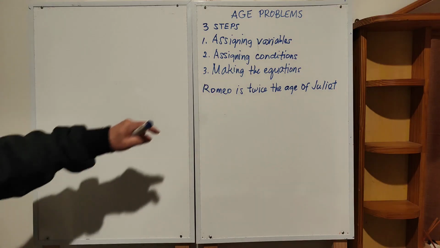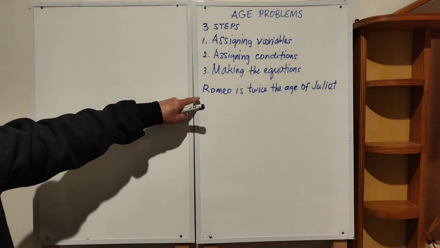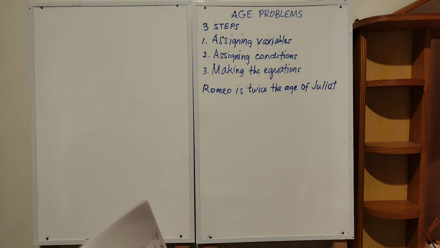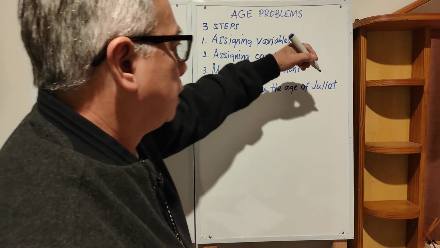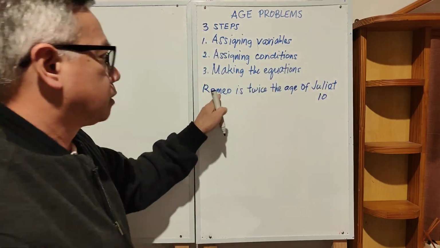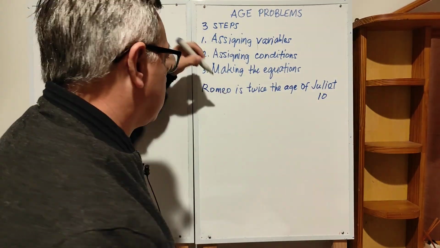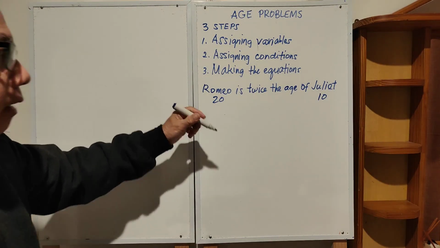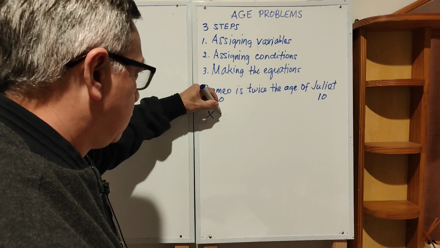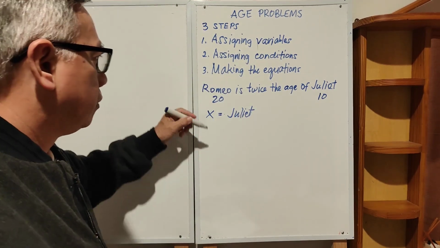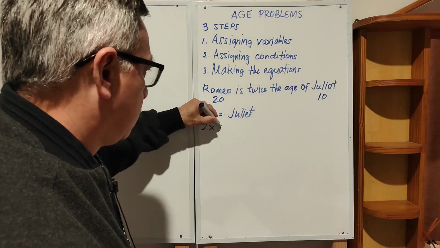For example, we have Romeo is twice the age of Juliet. So if Juliet is 10, Romeo is twice the age of this one, so Romeo is 20. So let's say if Juliet is X, then Romeo will be 2X.